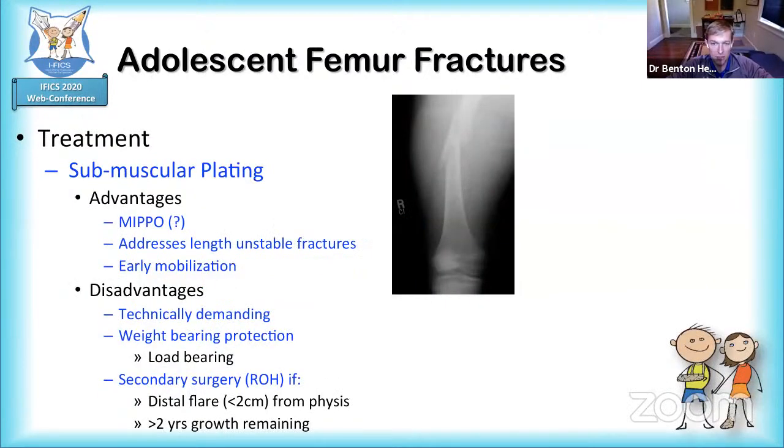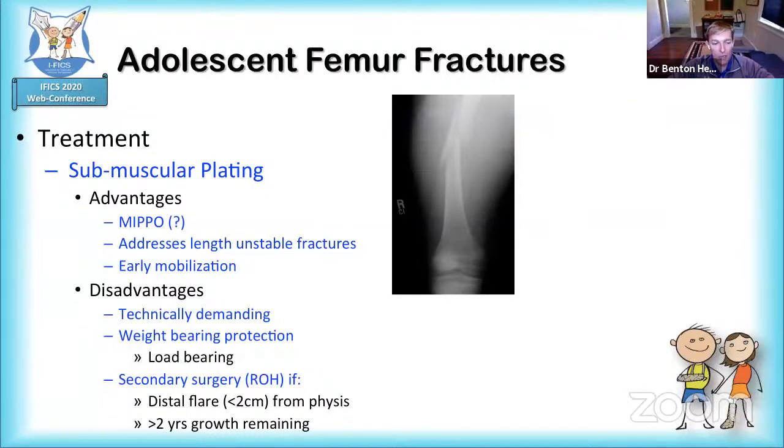Another option for the adolescents is submuscular plating, favored by some. The advantages would be the sort of MIPO technique, though some would question how minimally invasive it is. You can mobilize these patients early as well, though some would say it's somewhat technically demanding, so it does require experience with the technique. And unlike the rigid nails, it's load bearing rather than load sharing. And so weight bearing protection needs to follow use of the plates for a longer period of time.